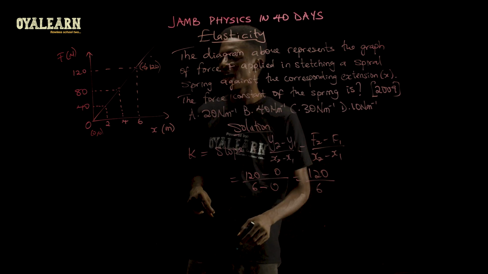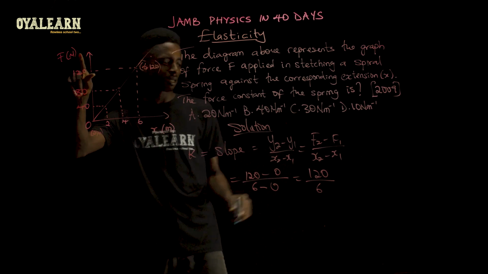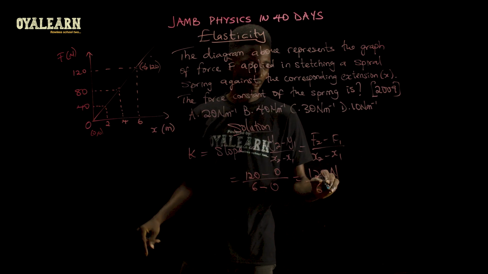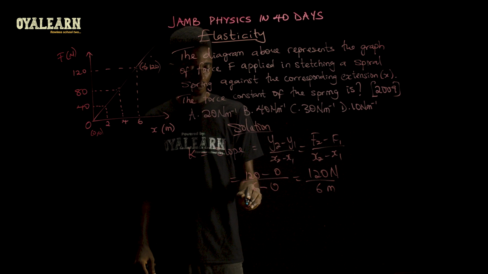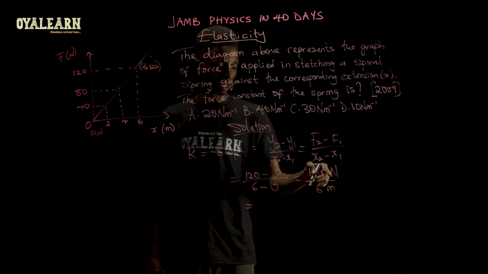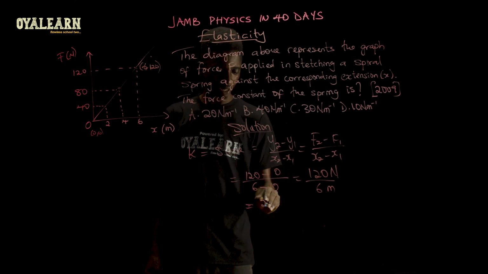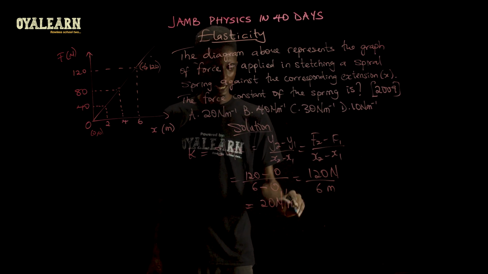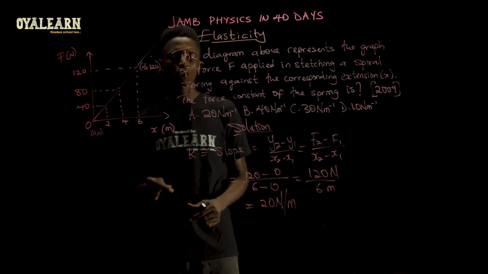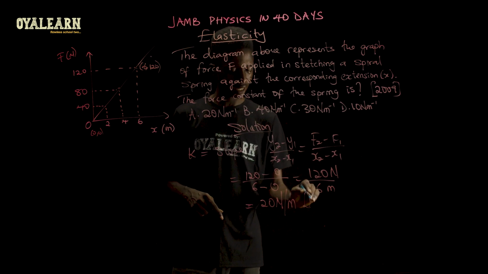Now don't forget that they have units. On this part here we have the unit of newton. Here we have the unit of meter. So if we break this down, 6 into 120 would go 20 times. So we have 20 newton per meter. So the correct option is option A.